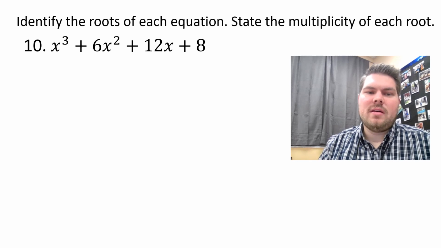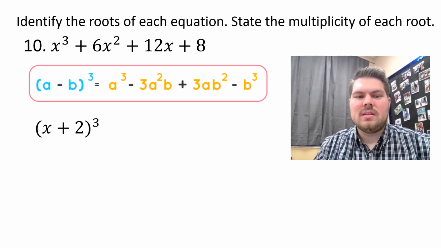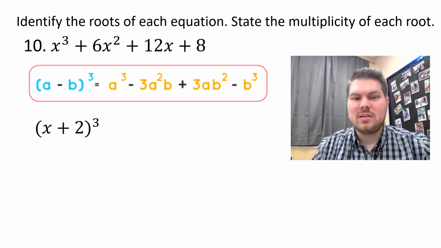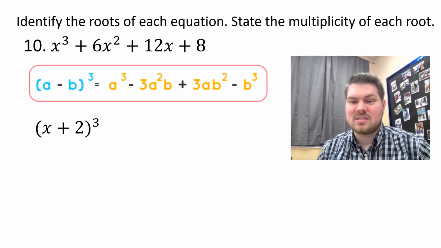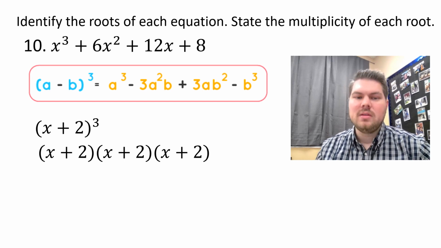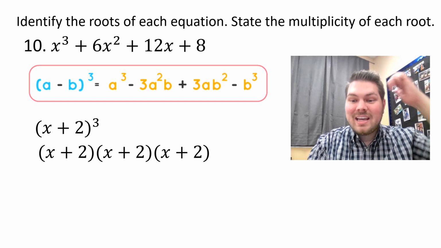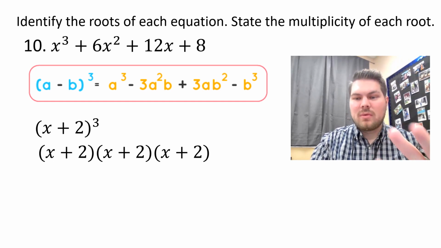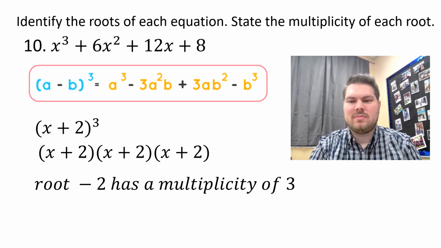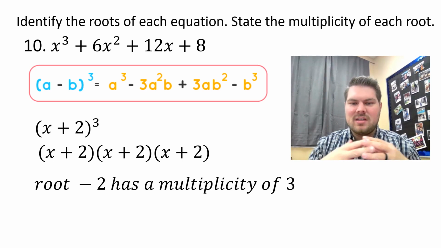So we have, I'll give you this one again. This one becomes x plus 2 cubed. It is not a difference of squares, so it's just x plus 2 times x plus 2 times x plus 2, which means we have negative 2 is a root 3 times in this equation. And again, our degree is 3, so it just kind of makes sense.